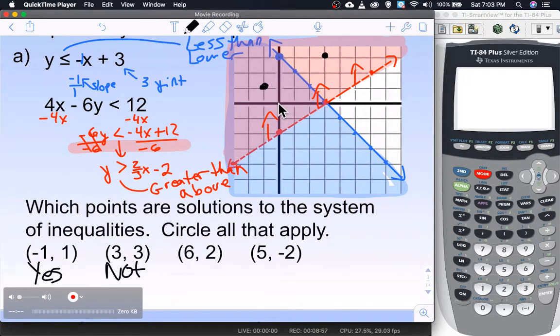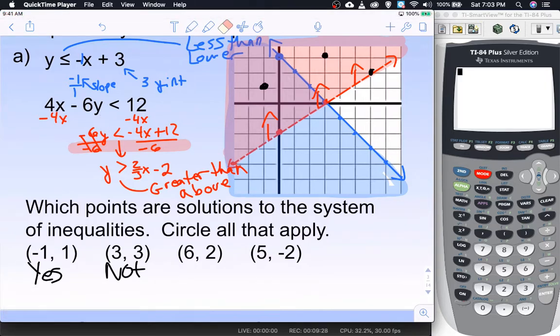The point 6, 2. 1, 2, 3, 4, 5, 6, 1, 2 is right there. Is that a solution? No, and actually for the same reason, well, that and more as the previous problem. First off, it's not in the blue shaded region, so it cannot be an answer to the blue line. But also, a point on a dotted line is not a solution to the inequality. If I plug in 6 and 2 for my red inequality, we would find that the math actually doesn't work out. Let me show you.